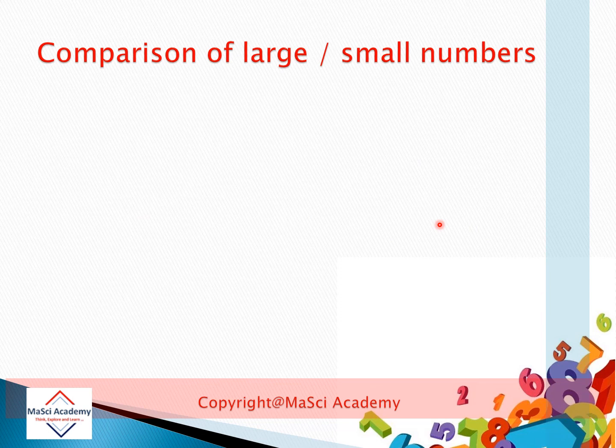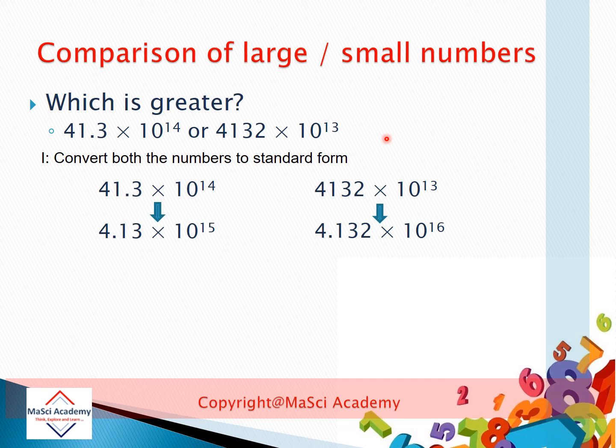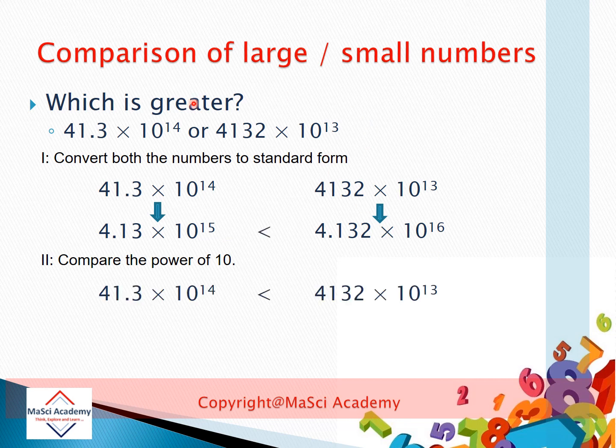Now how do we compare any two large numbers or maybe small numbers? For example, 41.3 into 10 to the power 14 and 4132 into 10 to the power 13. Which one is greater? First, we convert both the numbers to their standard form. 41.3 into 10 to the 14 becomes 4.13 into 10 to the power 15 and 4132 into 10 to the power 13 becomes 4.132 into 10 to the power 16. Now we compare the power of 10 and we see that the second number is greater. So finally we write the answer in terms of the original numbers given in the question, and the answer is 4132 into 10 to the power 13 is greater than 41.3 into 10 to the power 14.